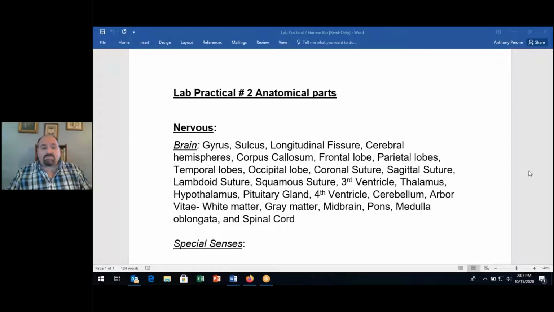All right, folks. We're looking at the nervous system today. Next week, we will also be looking at special senses, the sensory portion of the nervous system. But today, we're going to be focusing on the brain. Okay? Today, we're focusing on the brain.